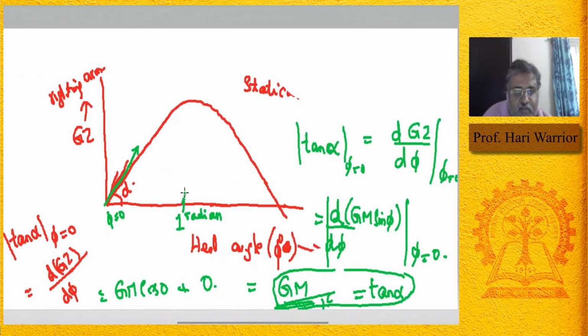and I draw a perpendicular there, and from the origin, that is phi equal to 0, I draw a tangent to the curve. When they meet here, what do you think this distance will be? It's a very small tricky thing. It will be GM, because this distance is 1 radian and this distance is GM. So GM by 1 is equal to tan alpha, the slope of the curve. So the slope of the curve is equal to GM itself.